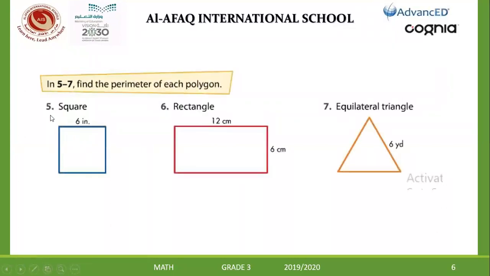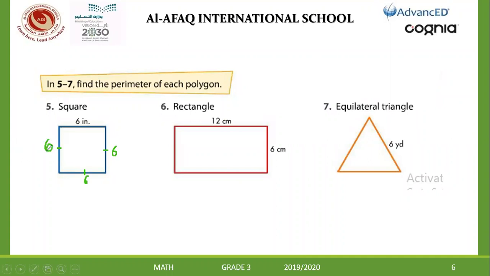What about number 5? We are going to find the perimeter of each polygon. It is a square. Again, the properties of the square: all the sides have the same length. So this is 6, this side is also 6, this side is also 6, and this side is also 6.